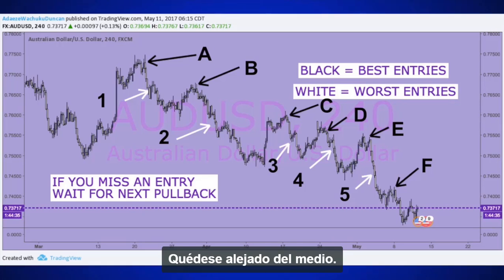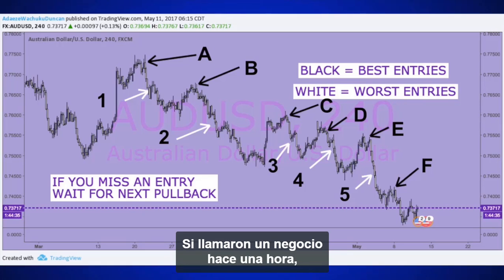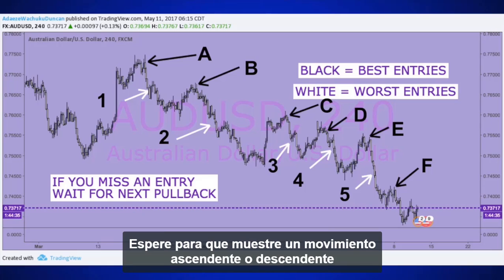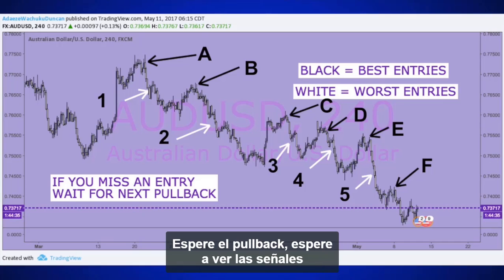Stay out of the middle. If they called a trade an hour ago, most likely it's too late. Wait for it to show an upward or downward move. Wait for the pullback. Wait to see signs that it's ready to go and then jump in.